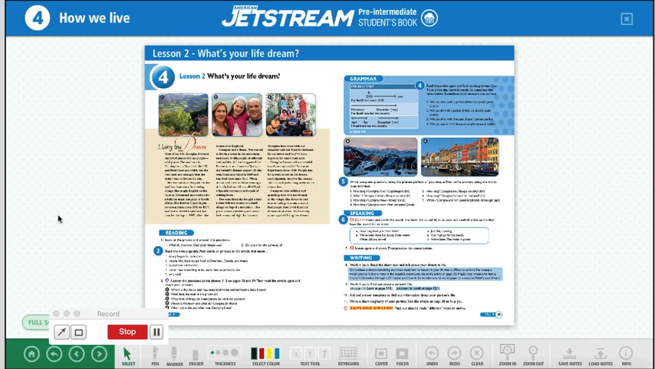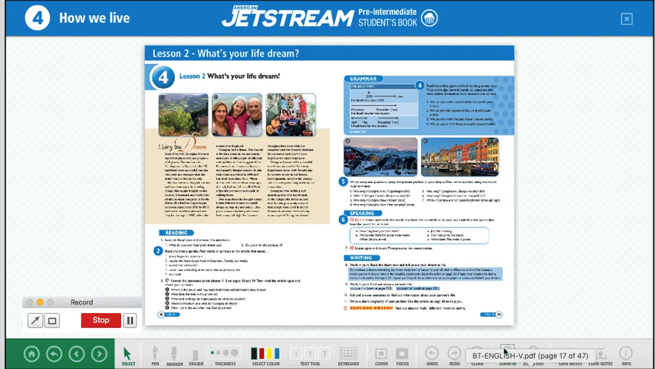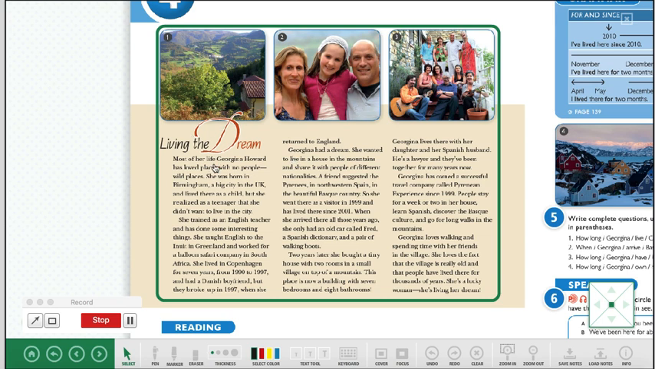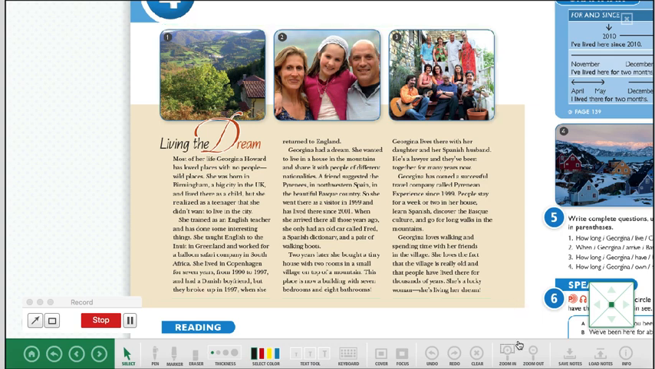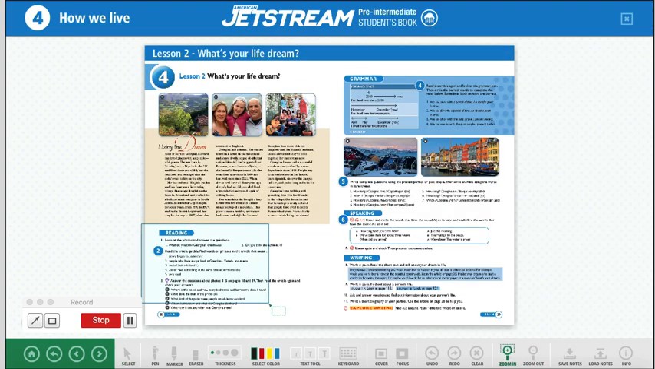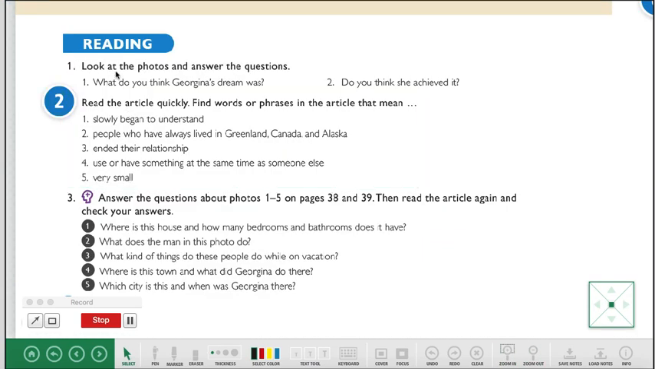Let's continue with lesson 2 in this unit 4. Here we can see the title, What's Your Life Dream? Okay, so let's start. Here, as you can see in the first exercise, we have an article. Here we have 3 pictures. In exercise number 1, we have an introduction activity.